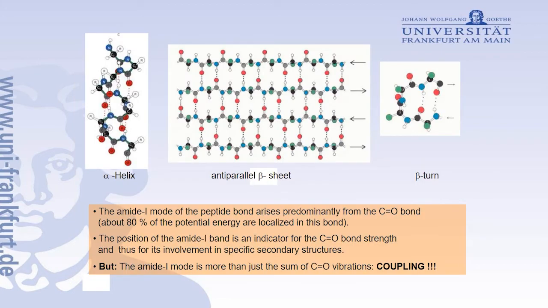Along that line, we see that the amide 1 mode of the peptide bond is an indicator for CO bond strength, and thus for its involvement in secondary structures. I would like to give a little warning here: the amide 1 mode is more than just the sum of CO vibrations. You have some coupling, and this coupling can actually modify the position and the intensity of the amide 1 mode. So keep in mind, it's not a simple picture that is just addition of CO bond absorbances.